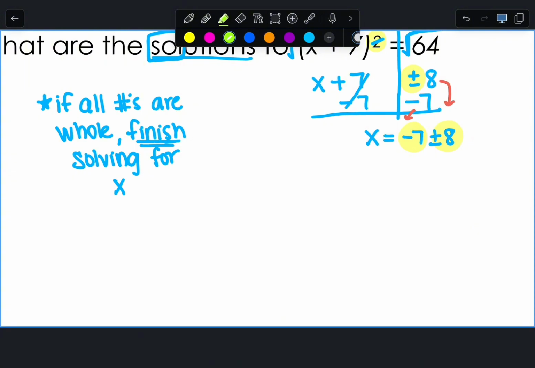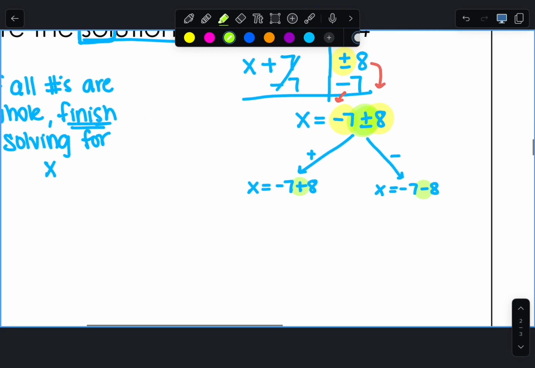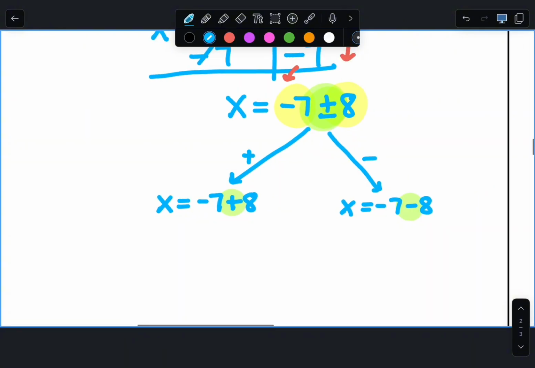Everybody ready? Okay. So what I'm going to do is take that positive negative symbol and split it apart, moving the plus one way, the minus another. So on the left side, we're going to have x equals negative 7 plus 8. On the right side, negative 7 minus 8. All I did was split this positive negative symbol. The plus side went here. The minus sign went there. Understand? Okay.